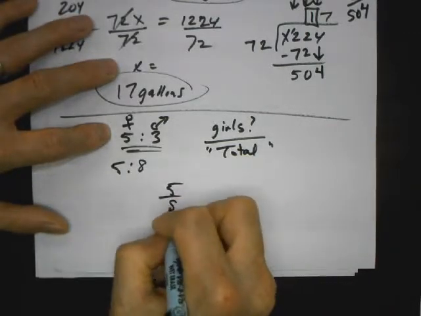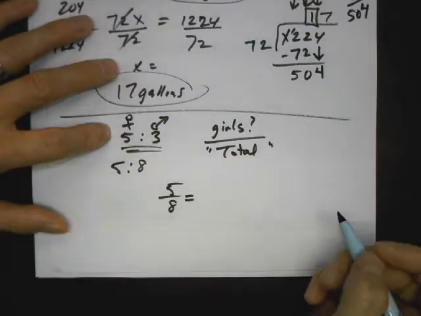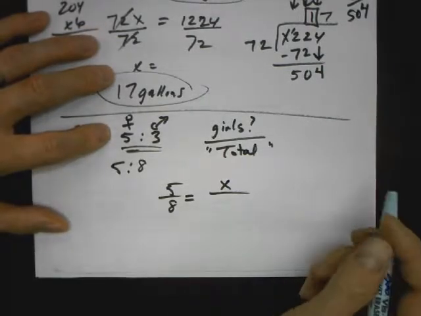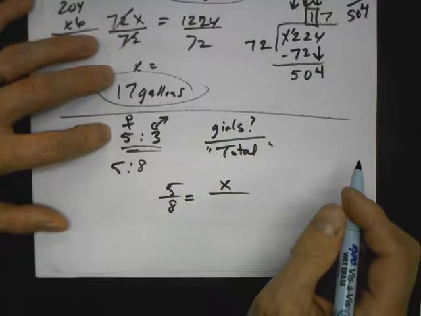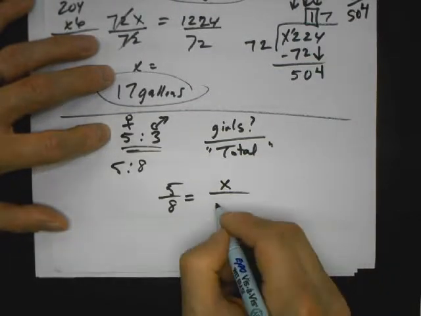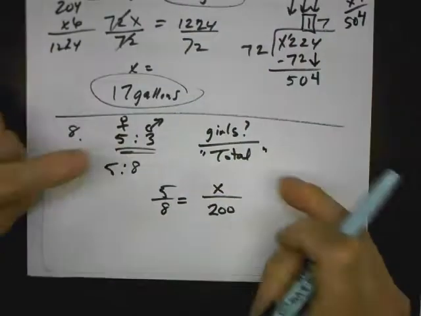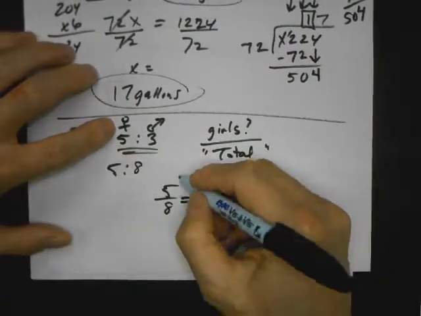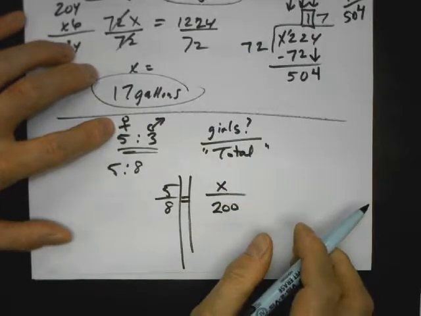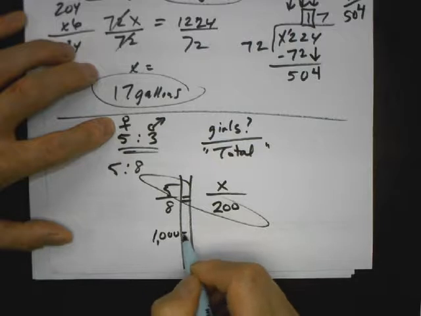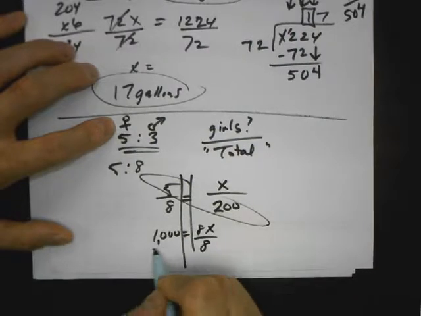Whenever they say the word total, we got to add something. So I got 5 to 8, or 5 over 8, will be proportional to girls, which is, we don't know, because it says how many girls, right? And then it says a total of 200 girls and boys. So the total goes here. So I got girls to total, girls to total. Keep girls to girls, total with total. Going to solve this proportion, cross multiply. 5 times 200 is 1,000. 8 times x is 8x.